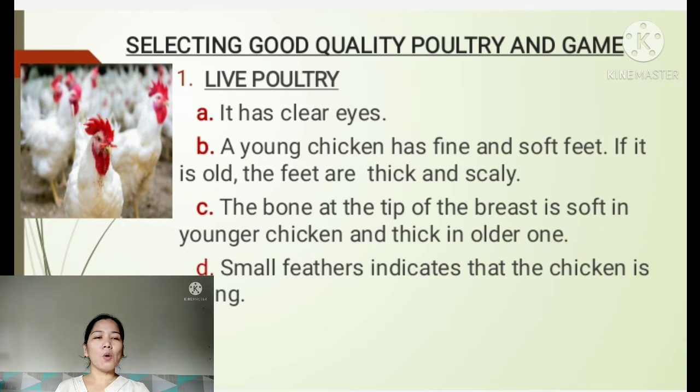Letter C, the bone at the tip of the breast is soft in younger chicken and thick in older ones. So, hihipuin mo yung dibdib. Kapag yung dibdib ng manok, lalo na kung ito ay lalaki, ay malambot, ibig sabihin ito ay bata pa. At kapag ito naman ay matigas na yung dibdib ng manok, ibig sabihin ito ay may edad na. Okay, letter D. Small feathers indicate that the chicken is young. Syempre, kapag ang balahibo ay manipis pa, ibig sabihin ay bata pa yung manok. So, yun ay sa live poultry.